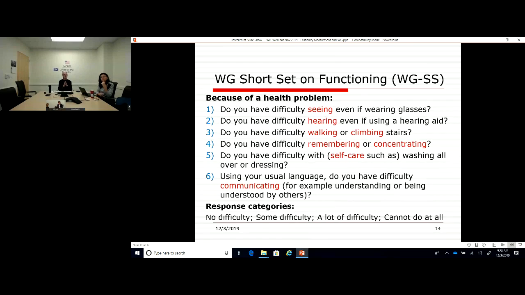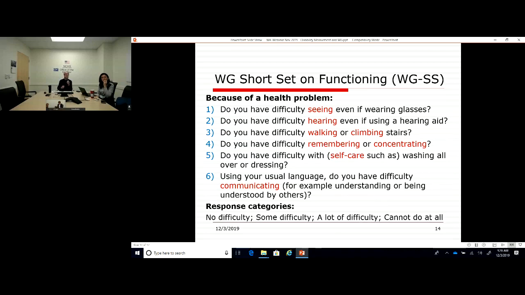So these are the questions, the first question set that we developed. It's a short set of 6 questions that looks at 6 different functional activities: seeing, hearing, mobility through walking and climbing, cognition through remembering and concentrating, self-care, like washing all over and dressing, and communicating. Those are 6 basic activities. They're universal, they're relevant in every country, in every culture, in every language. And we have 4 response categories: no difficulty, some difficulty, a lot of difficulty, or cannot do at all.